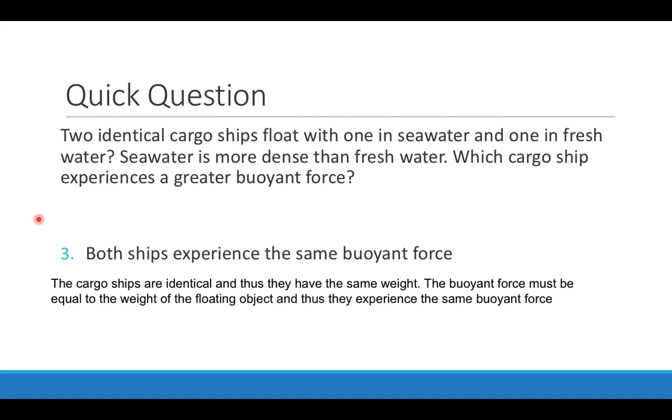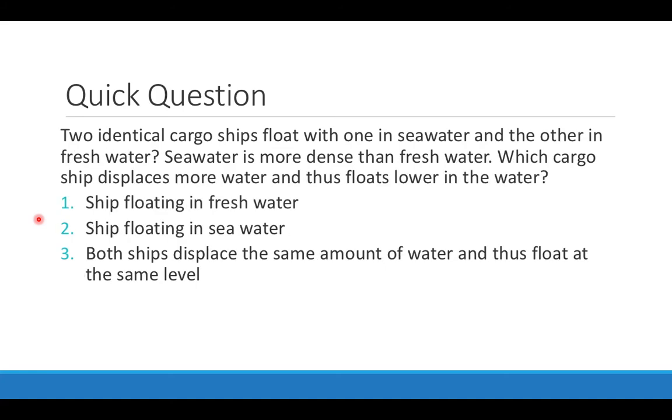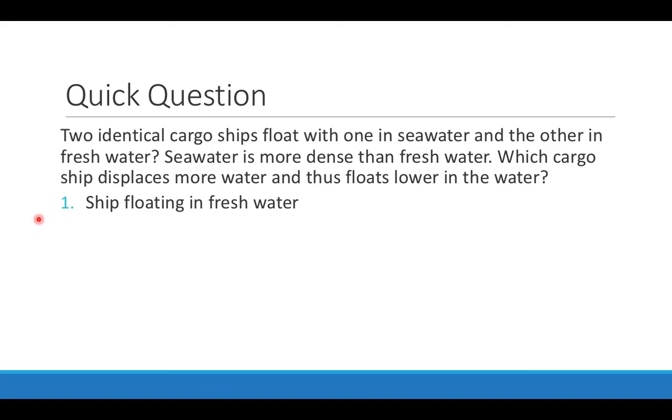So this is like the wooden block that was placed in the fluid, and as we changed the density of the fluid, the buoyancy force stayed the same. We have exactly the same question. It's two cargo ships, one in seawater and one in freshwater. We want to know which cargo ship in which situation displaces more water and thus floats lower in the water. In this particular case, we found from the PhET simulation with the wooden block that when we changed the fluid density, the wooden block did float at different levels. And so it turns out that the ship that's floating in freshwater will displace more water.